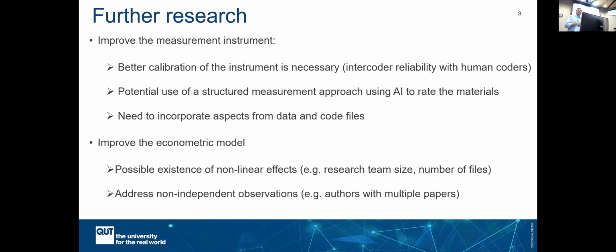And I also want to improve the econometric model because there is a possibility of nonlinear effects. For example, the research team size or the number of files. If the team delivers only a few files, maybe it's really easy to complete the reproducibility exercise. But for example, in some cases, one paper delivered more than 100,000 files. So maybe it's quite tricky to complete the exercise with such a big amount of files.